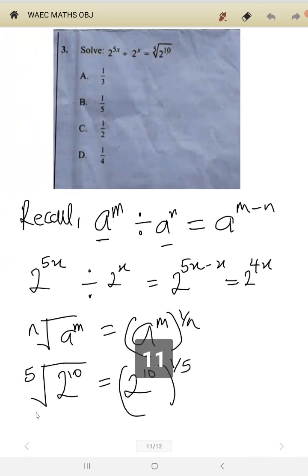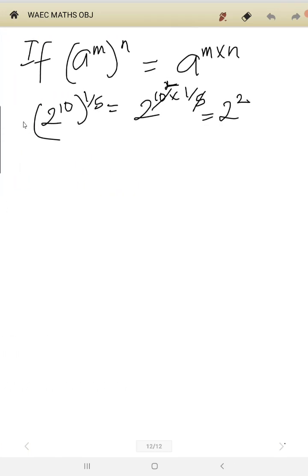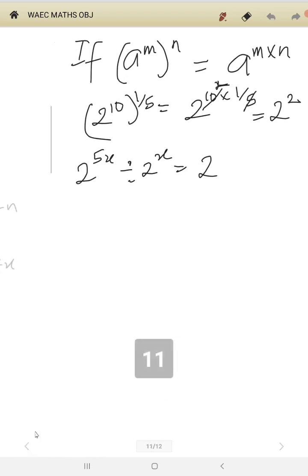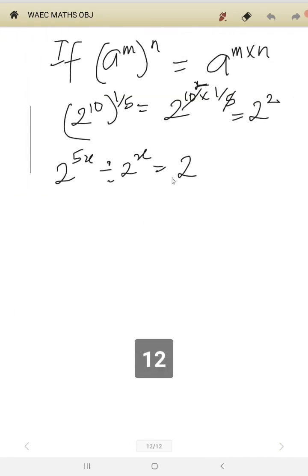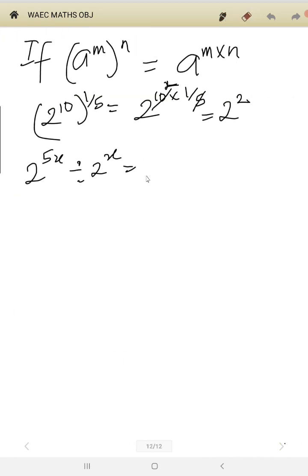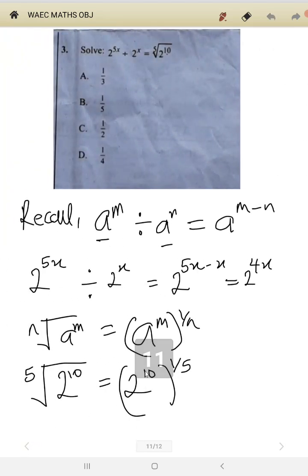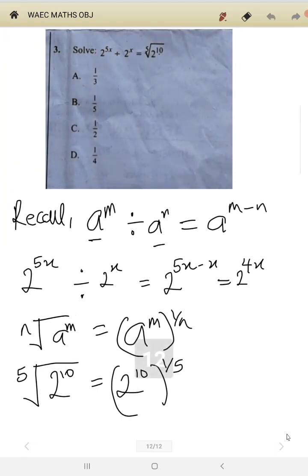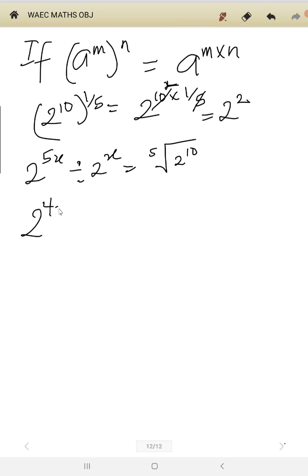Let's now write the question again. The question says 2 raised to power 5x divided by 2 raised to power x is the fifth root of 2 raised to power 10. You know that from the law that we have proved, 2 raised to power 5x divided by 2 raised to power x gives us 2 raised to power 4x, which is equal to 2 squared.